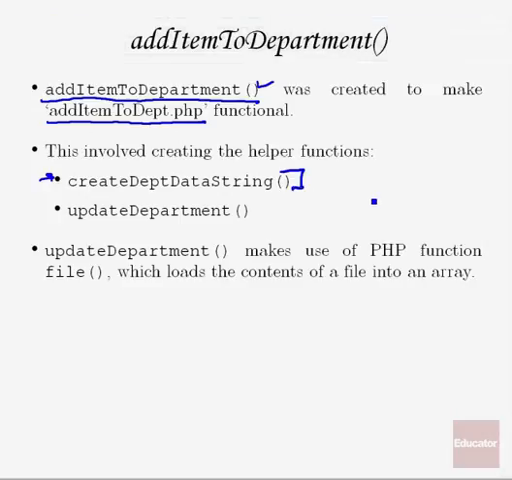The other thing that we're going to do is create another helper function that's going to go through the process of making that change to our departments.txt file, where it's going to add, for example, 1001 to that comma delimited string for department number 3. So that's what update department does. And one thing to note is that this update department function is going to make use of a file function, which is provided in PHP. And basically what file does is you provide it the name of a file, for example.